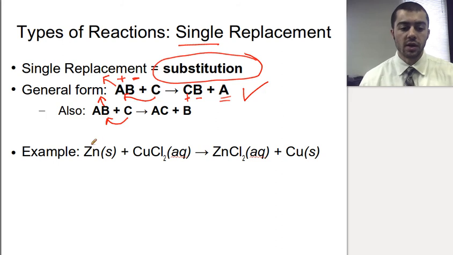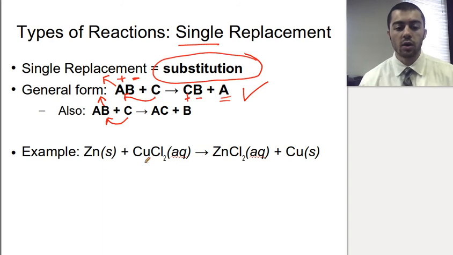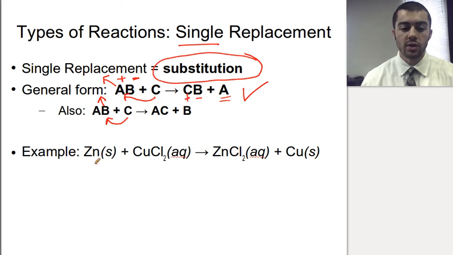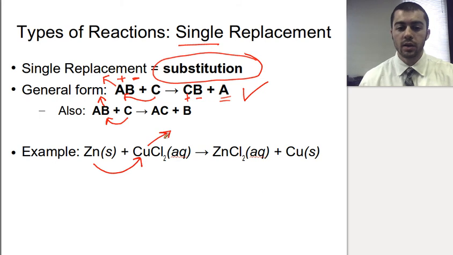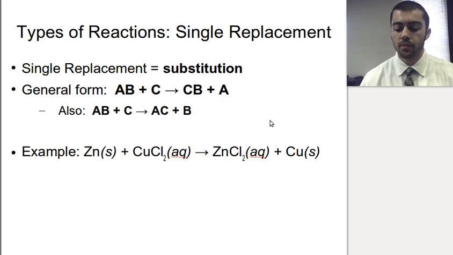So for a real example, we have zinc and copper chloride making zinc chloride and copper on its own. So if we look at these reactions, to distinguish them, you want to look from left to right and see what happened. So we had copper chloride, now we have zinc chloride. So what must have happened is that zinc came in here and substituted in for copper and then kicked off the copper. So that gave us zinc chloride. Zinc is now with the chloride because it's substituted in here, and then the copper goes off on its own. So single replacement is just one substitution.